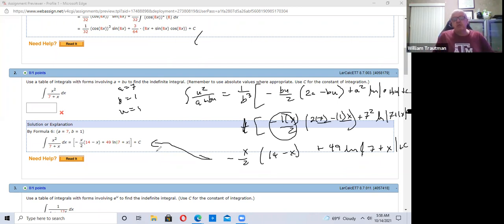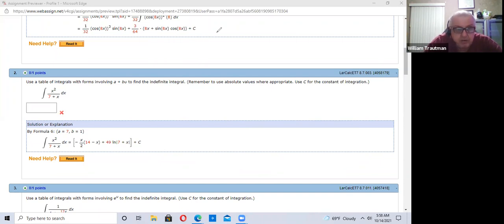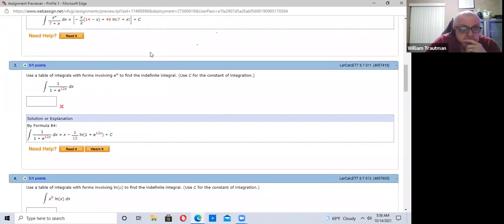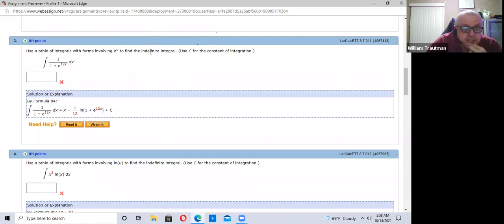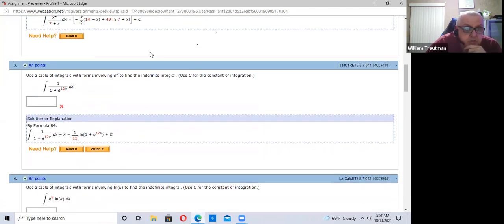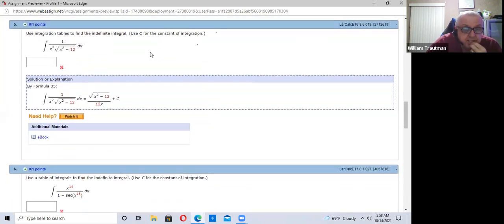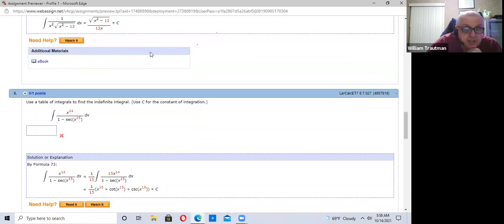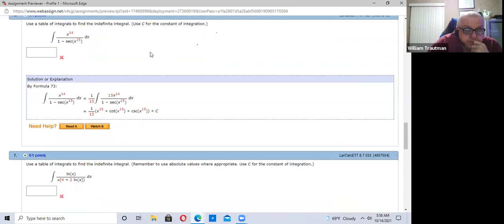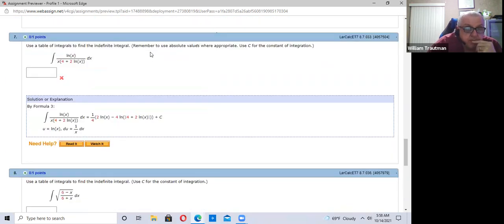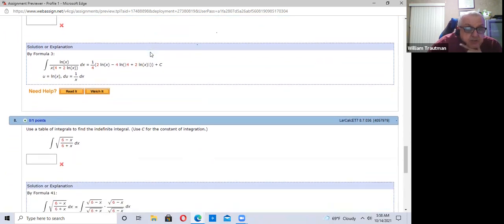So you see on these homeworks, it's just looking for a particular formula on your 100 integration sheet. And they call it table or appendix B in the book. They call it appendix B. They show 3 is formula 84. Let's see if we can find anything interesting here. Formula 3.